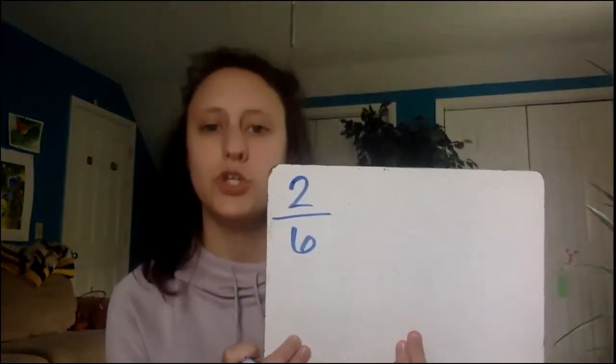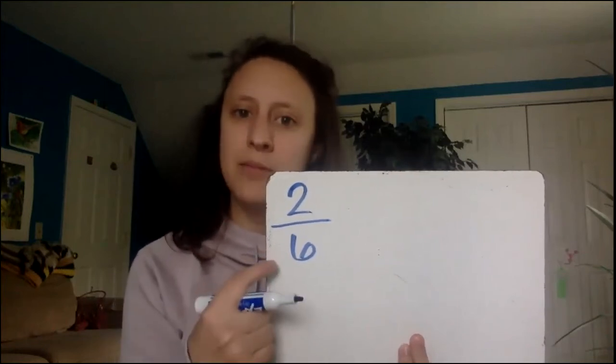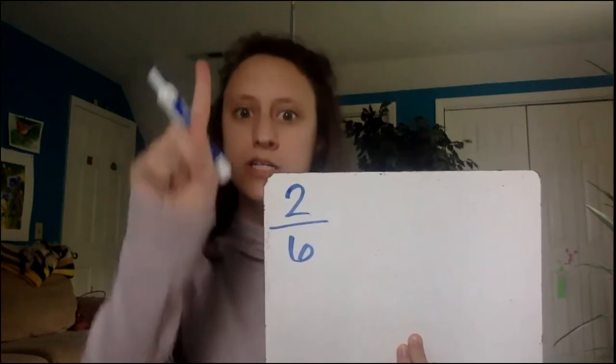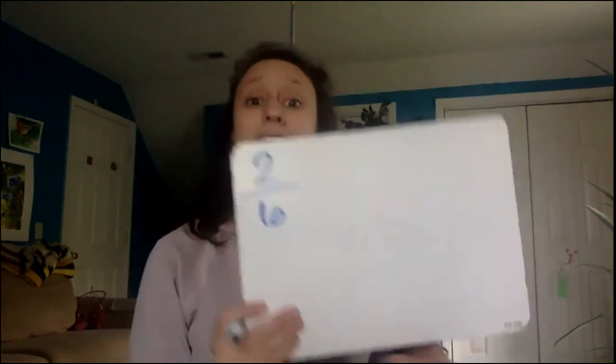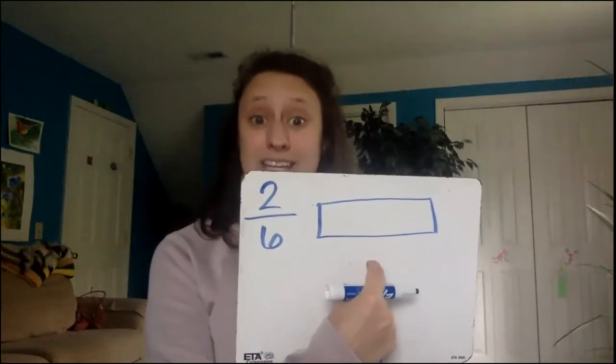So I'm going to erase what I have. And this time I'm going to do this fraction right here. 2 out of 6 pieces is what I'm going to eat of my candy bar. So my denominator is how many pieces make up 1 whole candy bar. So if I have 1 whole candy bar, just like that, it has 6 pieces, cut into 6 pieces.